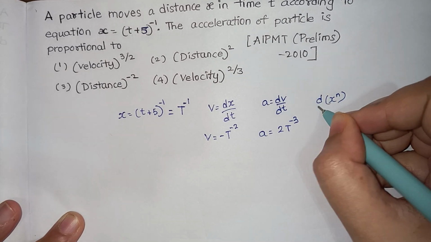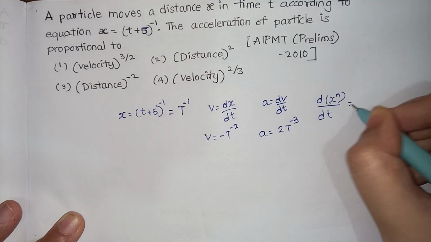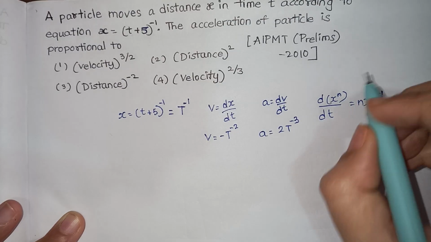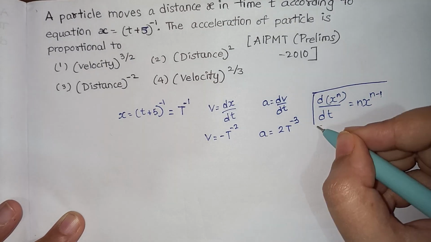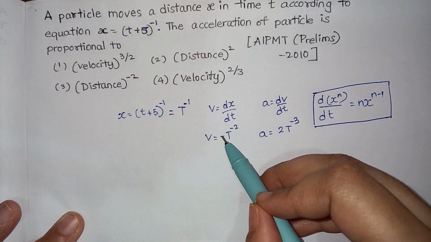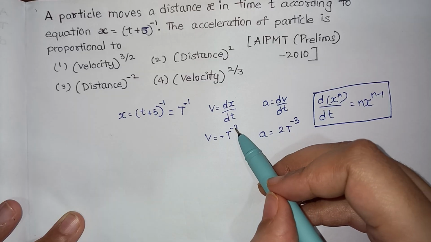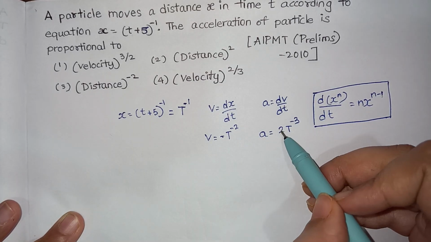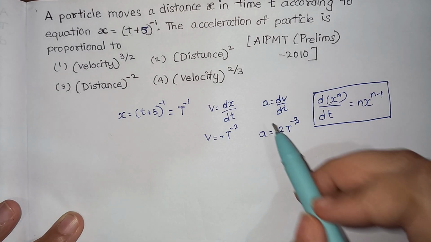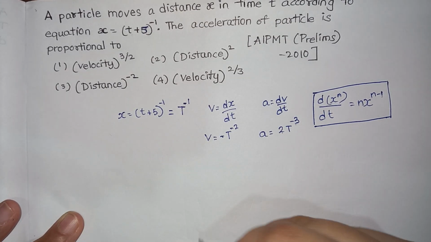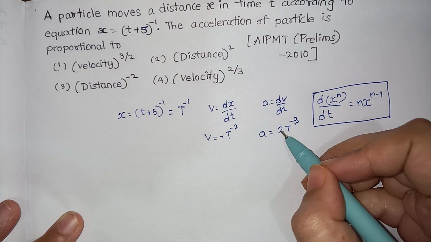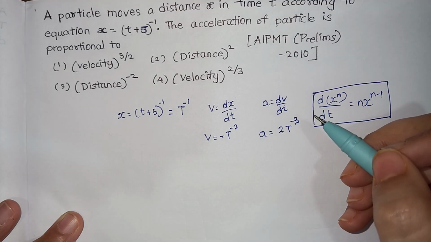If you have a doubt, the formula used here is d by dx of x power n equals n x power n minus 1. This is the differentiating formula. So here n is minus 1, so we got minus 1, and minus 1 minus 1 is minus 2. The minus got plus, so here we got 2, and minus 2 minus 1 we got minus 3. This is how we differentiated. And here we don't consider the minus 1 and the 2 over here. Those constants are not required.